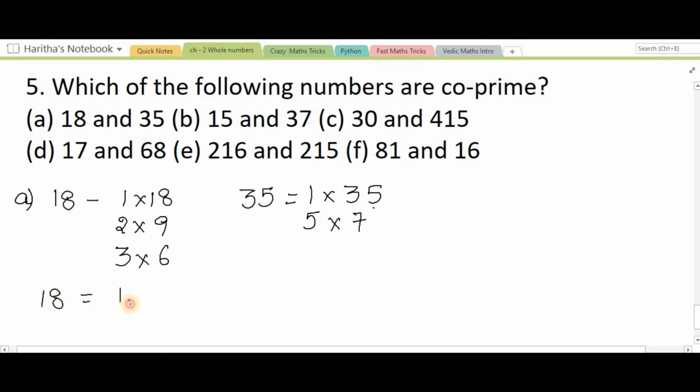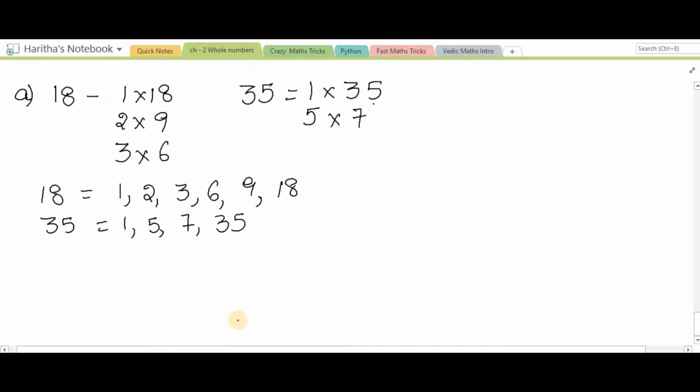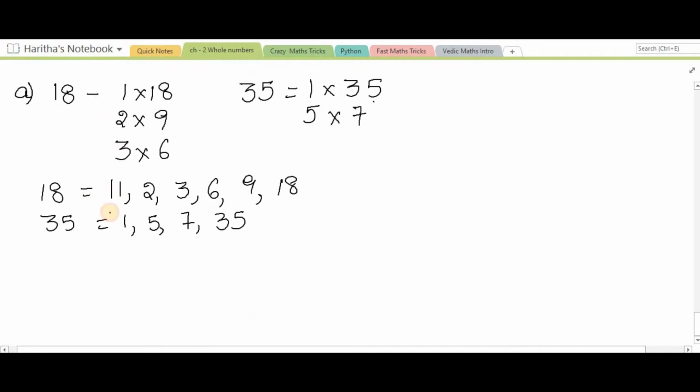So the factors of 18 are 1, 2, 3, 6, 9 and 18. And the factors of 35 are 1, 5, 7 and 35. So here the common factor is 1. So 18 and 35 are co-primes.